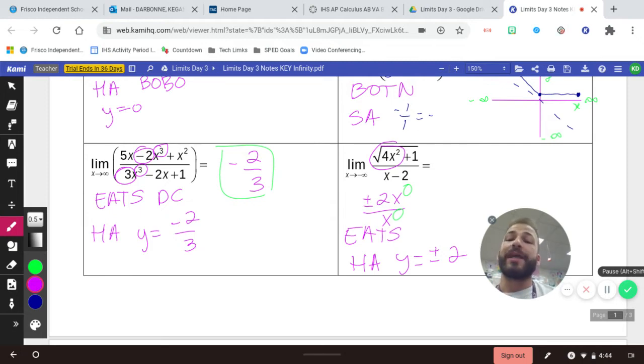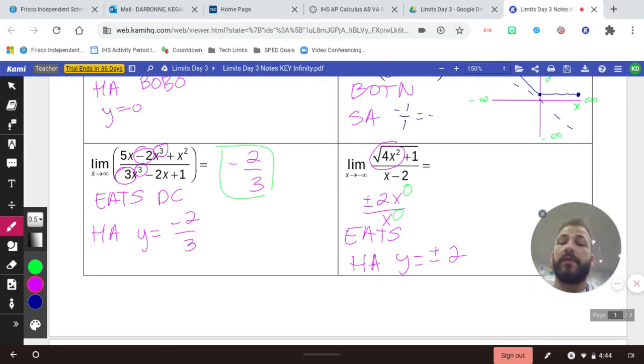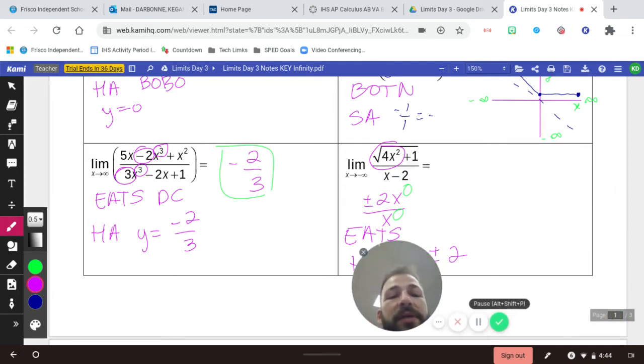But unfortunately, I don't have a calculator, so we're going to have to think just a little bit intuitively. On one like this, I want to know what's happening as I go towards negative infinity. I don't need to pick a super huge number, but I do want to pick a number in the negative direction. So let's say negative 10. I'm going to plug in negative 10 real quick: the square root of 4 times negative 10 squared plus 1, divided by negative 10 minus 2.